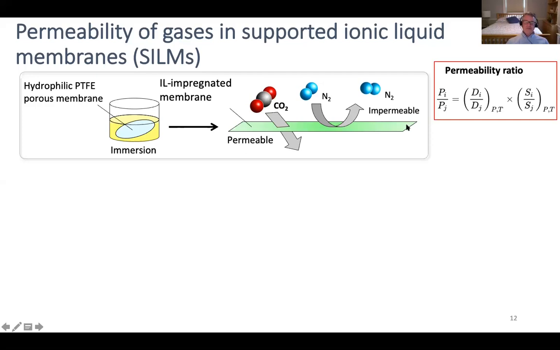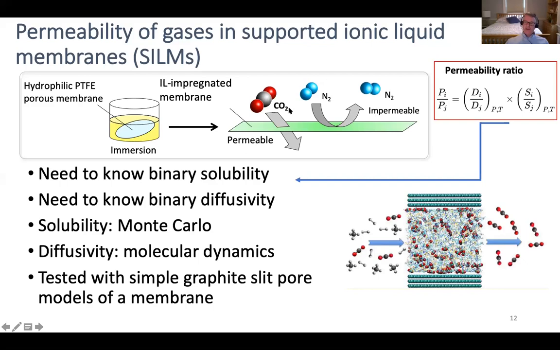So if you wanted to do a calculation to predict this permeability ratio, what would you need to know? You'd need to know the binary solubilities. So you need to know how soluble, say, CO2 and nitrogen are in this system. And you also need to know the binary diffusivities, okay? Well, solubility is something we can calculate with Monte Carlo methods, and diffusivity we can calculate with molecular dynamics. So that's what we did. And then we built a very simple model: take a graphite slit pore as a model of a membrane, change the pore size, and then put the ionic liquid inside and calculate these two different quantities and try to predict the permeability ratio, okay?